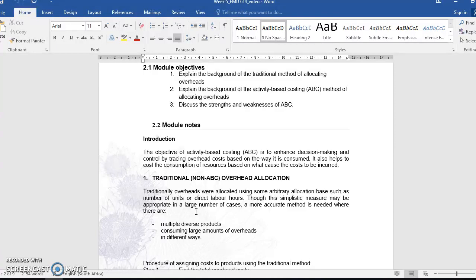And the number of units produced has nothing to do with rent, because rent is a specific amount of square meters that you sign for with wherever you rent the factory from. That has nothing to do with the number of units you produce. And so that's the problem with the non-ABC method, that it uses arbitrary allocation. But it's simplistic.